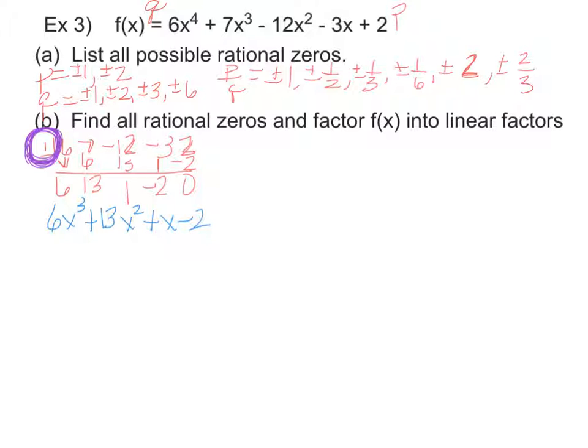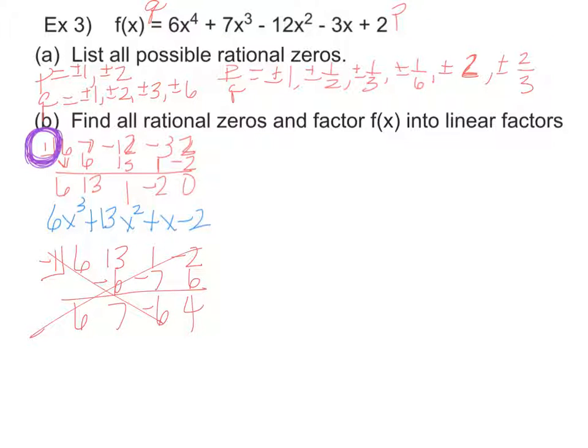So I'm going to try -1 using these coefficients of 6, 13, 1, and -2, and try it on. Drop that 6. Gives me a -6 for a 7. Gives me a -7, which is -6. And I know that doesn't work. So now we try something else.